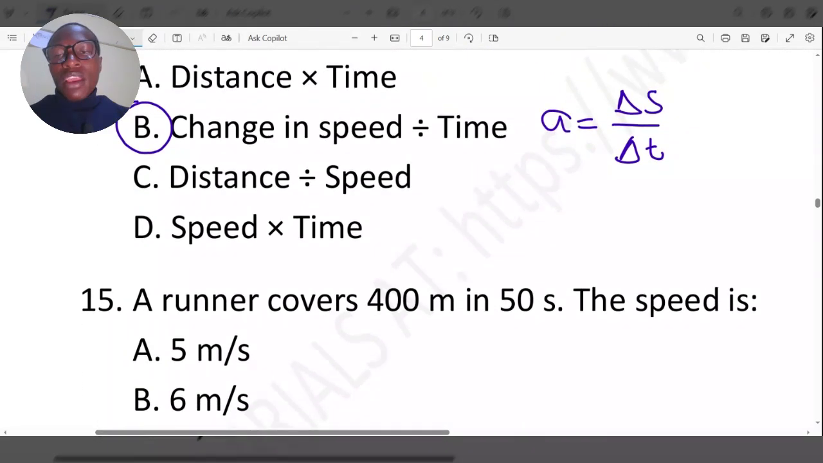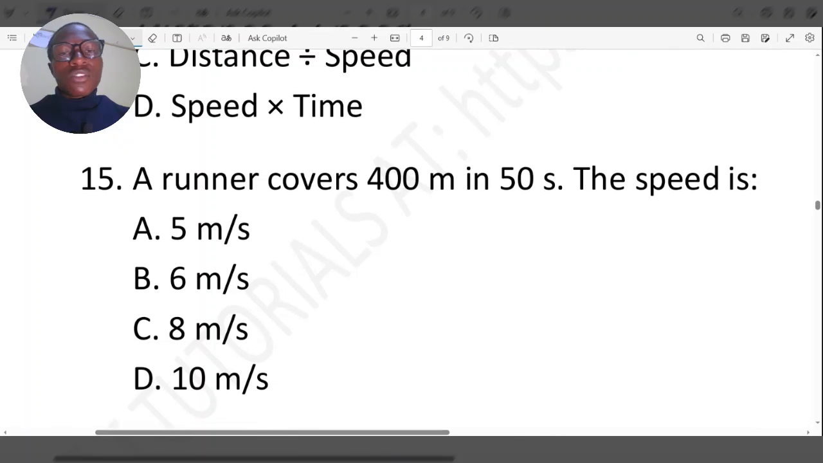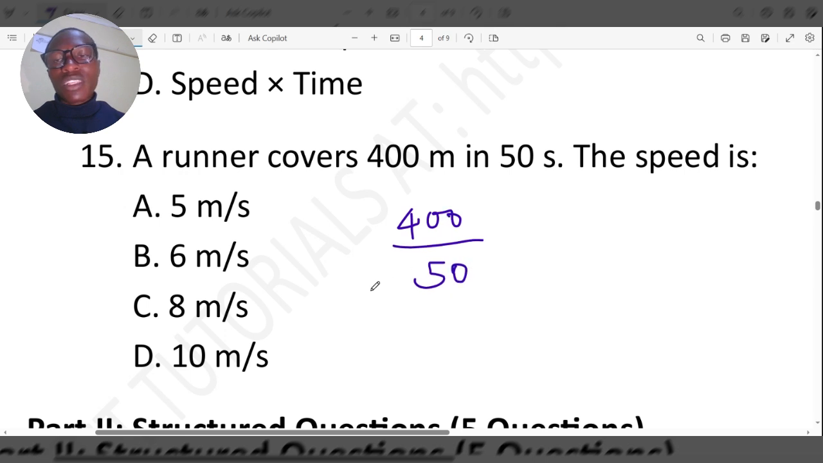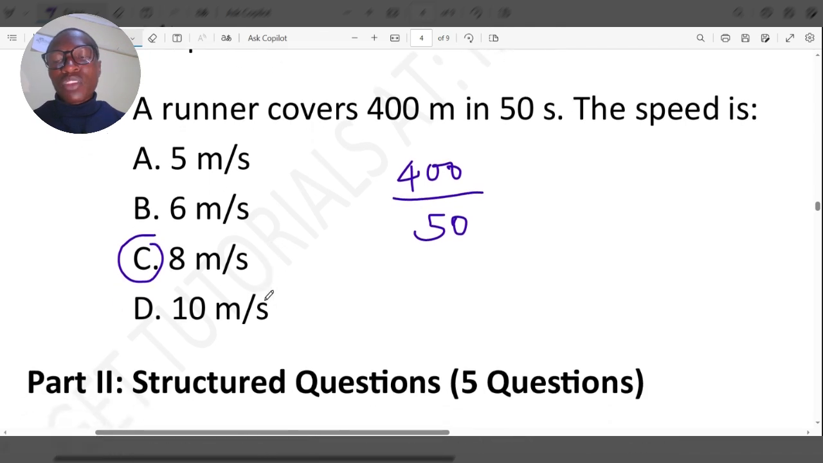Okay, a runner covers 400 meters in 50 seconds. The speed is... so the distance is 400 meters and the time is 50 seconds. So 400 meters divided by 50, and then we simplify, we find it should be 8 meters per second.